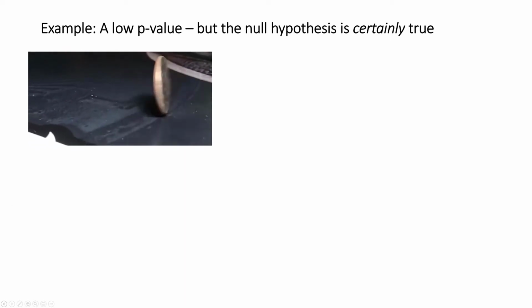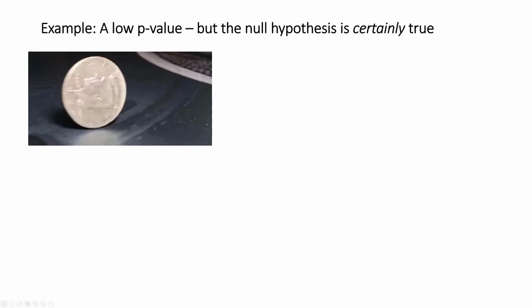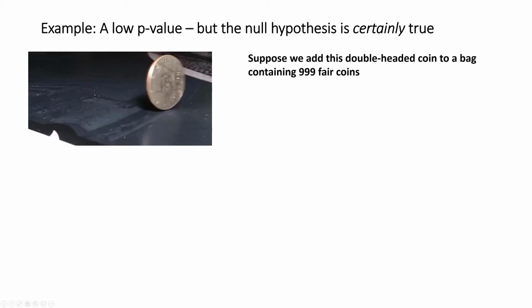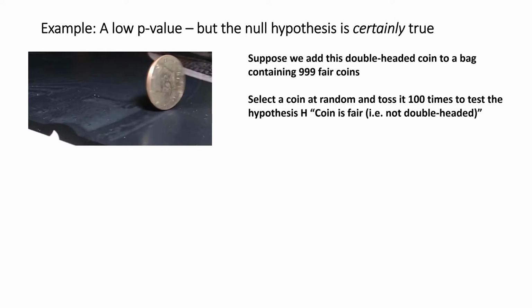This example demonstrates very well the core problems of using p-value driven hypothesis testing. Suppose that we add this double-headed coin to a bag containing 999 fair coins, and let's suppose that we select a coin at random and toss it 100 times to test the hypothesis H that the coin is fair, i.e. not double-headed. And as good experimenters, we set the p-value 0.05 in advance.